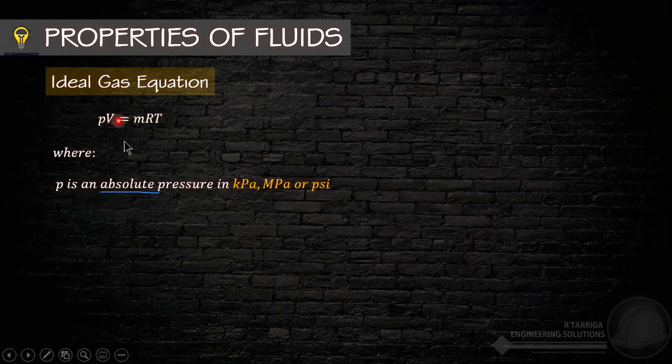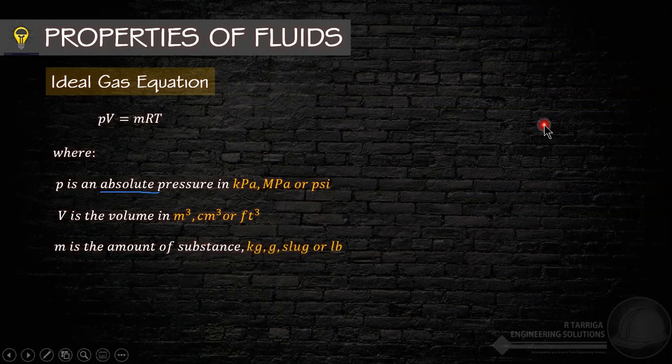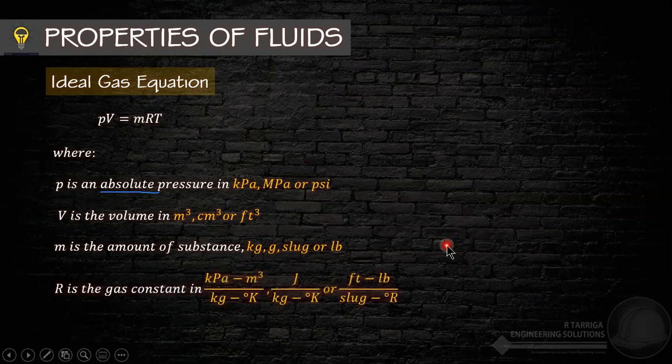V is the volume, in cubic meters, cubic centimeters, or cubic feet. M is the amount of substance. That would be the thermodynamic term, but in fluids, M is the mass. That is self-explanatory: amount of substance is the mass. So it can be in kilogram, gram, slug, or pound. R is the gas constant. These are the units that are applicable.